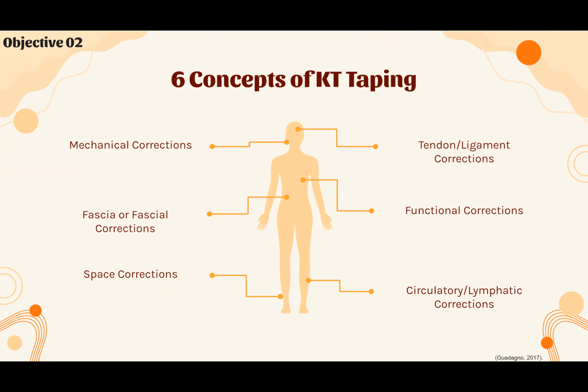Tendon and ligament corrections, the fourth concept, are used to help decrease stresses on ligaments and/or tendons. The fifth concept, functional corrections, are focused on providing sensory stimulation in order to stimulate and assist or limit particular motions. The sixth and final concept, circulatory and lymphatic corrections, are used to assist in lymphatic fluid flow.